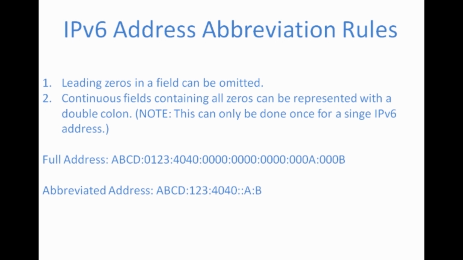Then we did an A because we omitted the 3 leading zeros in front of the A, colon B because we omitted the 3 leading zeros in front of the B. So this is a much more manageable address, much more easily typed in and less error-prone to type in, by using these abbreviation rules.